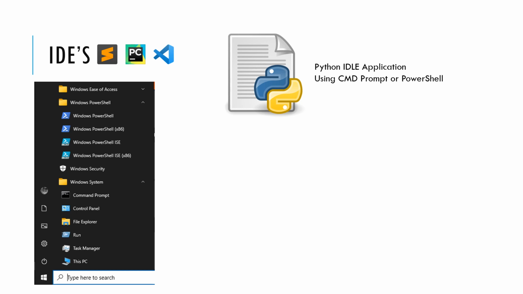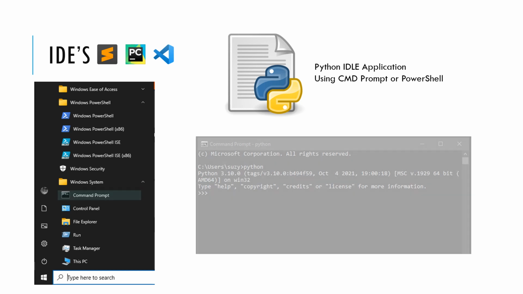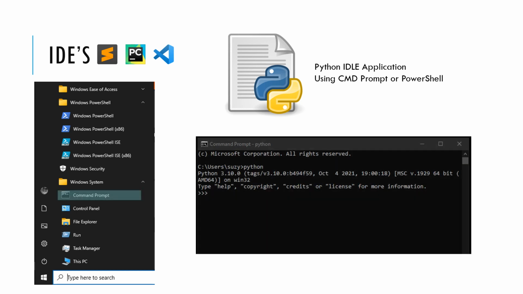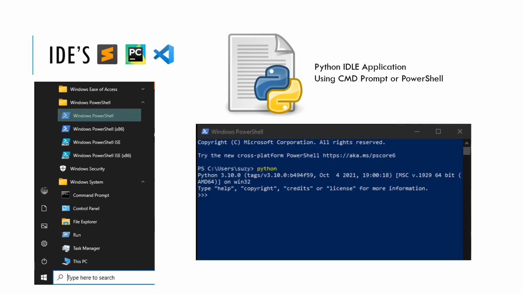However, you can run Python from the terminal, command prompt, or PowerShell simply by typing in Python or Python 3. Here is Python running in command prompt, and here it is running in PowerShell. Note how I typed in Python on the command line. Python loaded, giving us the information about the program and the version, and then gave us the 3 chevrons.